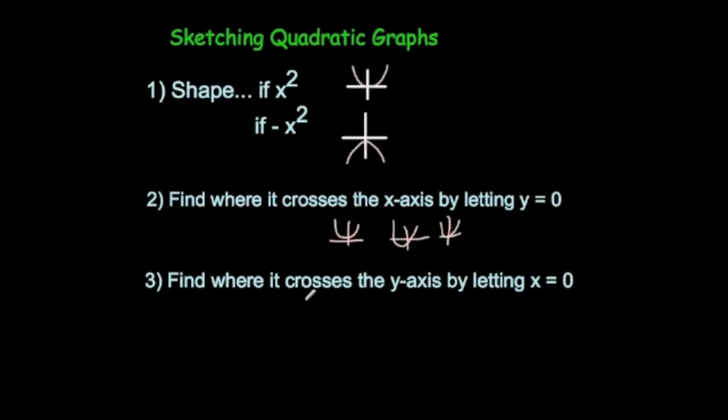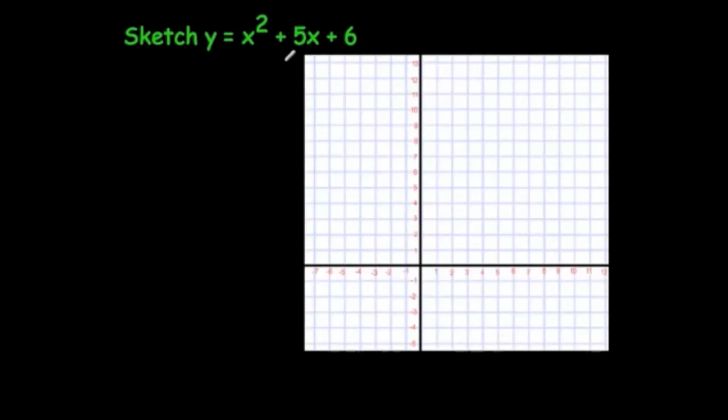or you may find that it doesn't cross the axis. And then finally, you need to find where the graph crosses the y-axis, and that's done really easily by just substituting x equals 0. Let's have a look at an example. In this question, we're going to sketch the graph y equals x squared plus 5x plus 6.